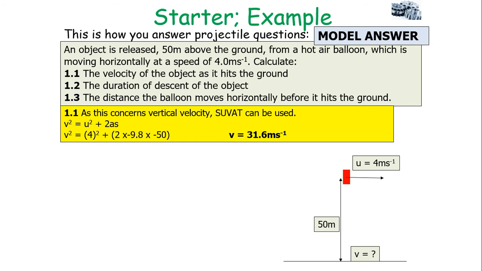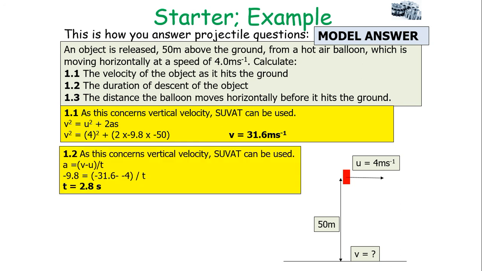It then says, what is the duration of the descent? Because again it's a vertical motion, we can use the SUVAT equation again. Well, now we know a equals v minus u over t. So t equals v minus u over a. We know a is acceleration due to gravity, minus 9.81. We've just worked out what our final velocity is, 31.6. We know what our starting velocity is, 4. So we can put those into the equation, and our time of descent is 2.8 seconds.